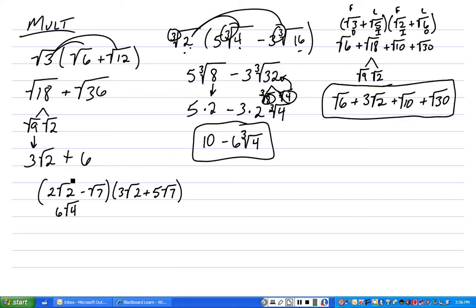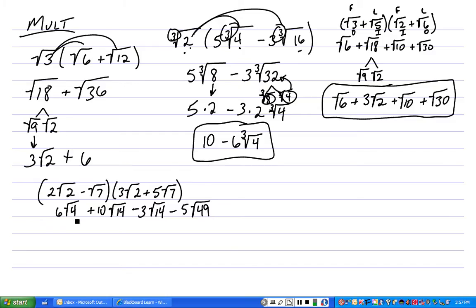Outside would be this times this, so the 2 and the 5 would give me a 10. This 2, this 5 gives me 10. This 2 and the 7 would give me square root of 14. Inside would be this times this, so you have your negative 3 outside, and you have your 14 inside, and then last and last here times last here, you have minus 5 square root 49.